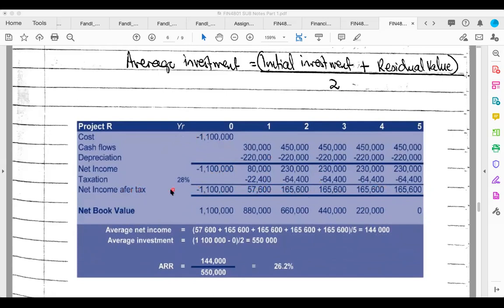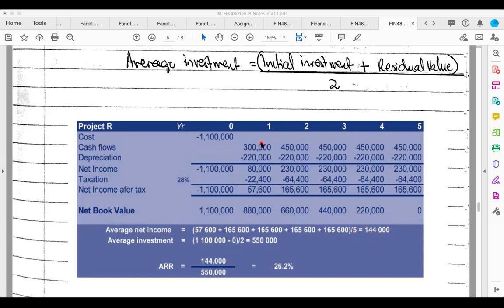You can see the net income after tax for this company after year one, it's 57,600. After year two, 165,600. Year three. So these are the net incomes. We can average out those net incomes, divided by 5 because it's 5 years, and we get 144,000.